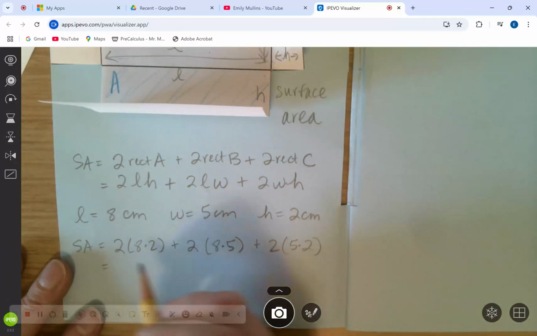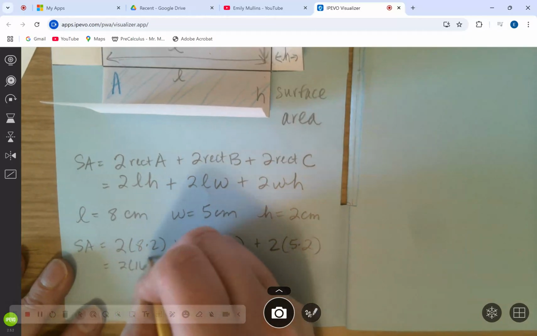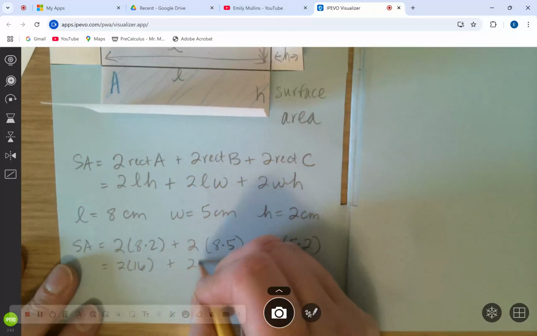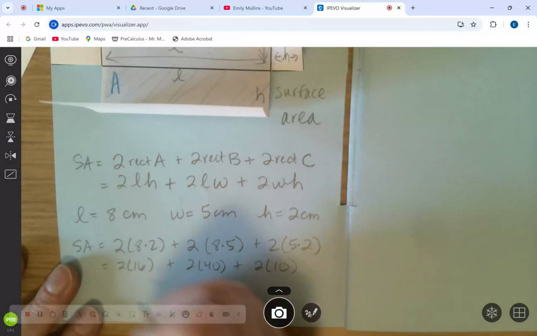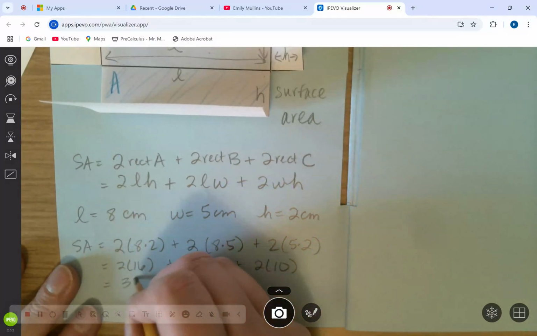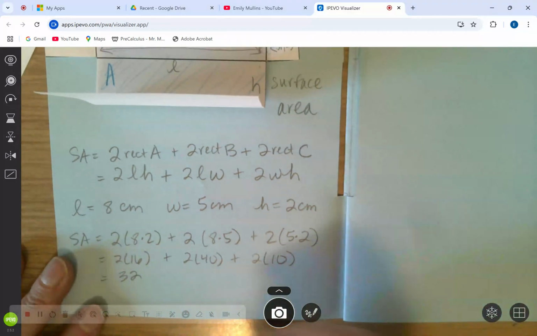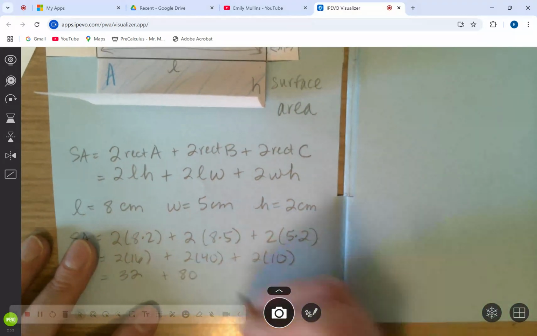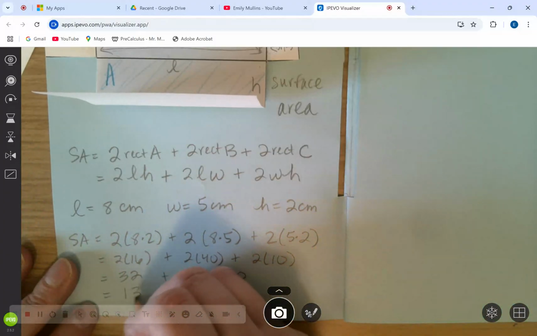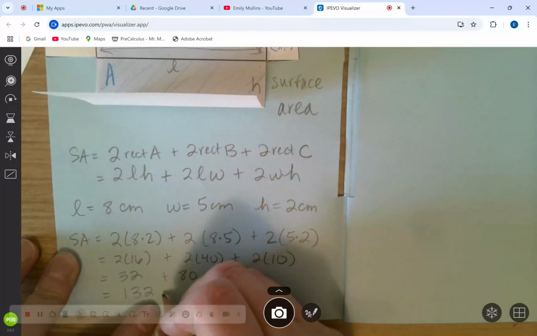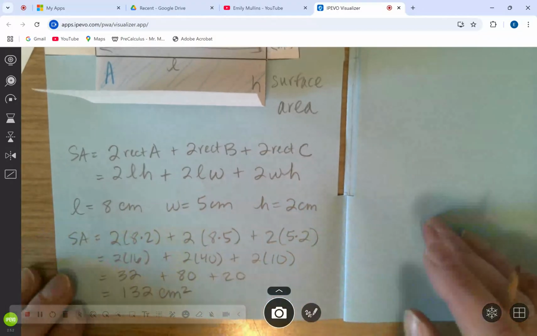This one's 2 times 16. The next one is 2 times 40. The last one is 2 times 10. So we'd get 32. And let's see, 80 and 20. So that's going to be 132. And we measured with centimeters, so we're going to say centimeters squared.